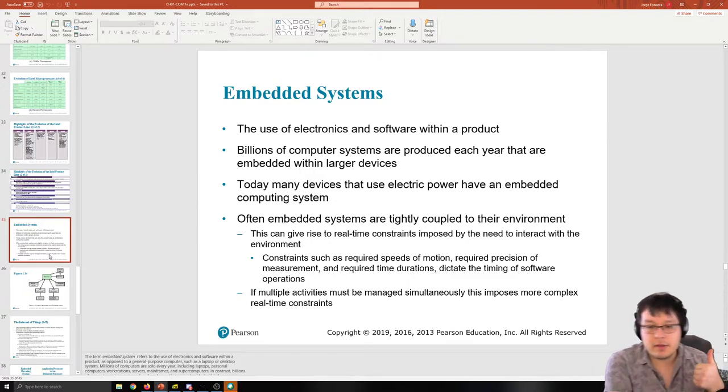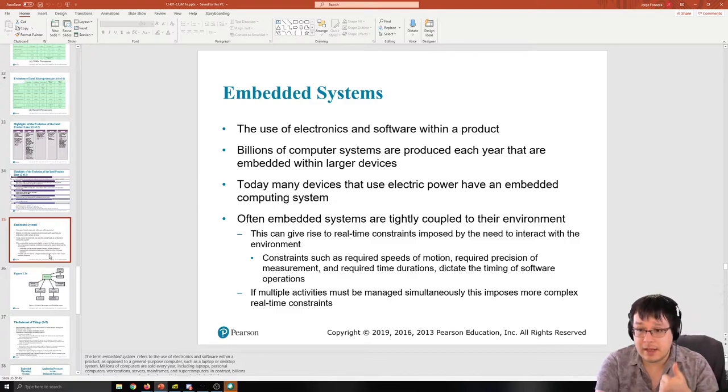Basically, they need to be running in real time, which means that they need to react at the time necessary, and they have to be precise potentially. There are time durations involved, and there might be more than one activity. Although, typically, most of these embedded devices perform one big activity and then other supporting activities that support that one general activity. What are examples of these embedded devices?